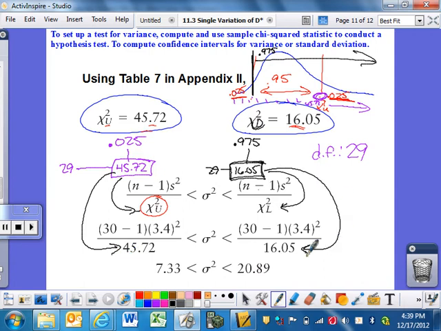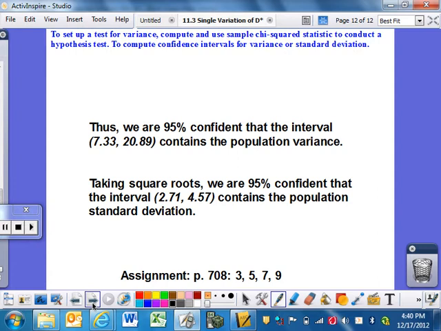That's the idea. And n is 30. Your s is 3.4. You have to square it. Don't get that mixed up. They gave you the standard deviation. So your interval will end up being that if you do your math. Thus, we're 95% confident that the interval from 7.3 to 20.89 contains the population variance.